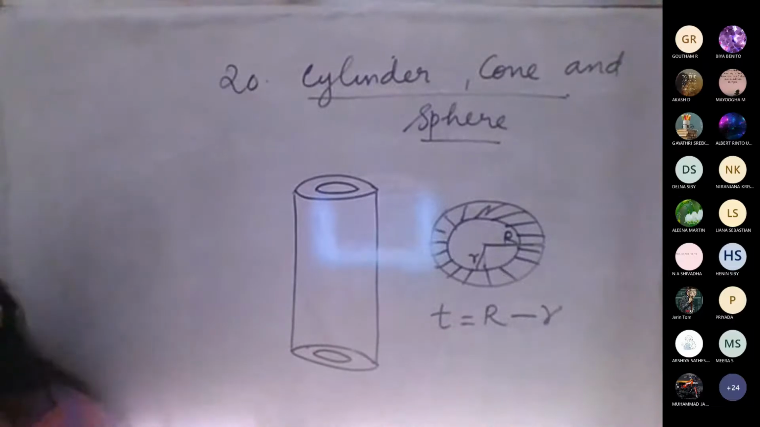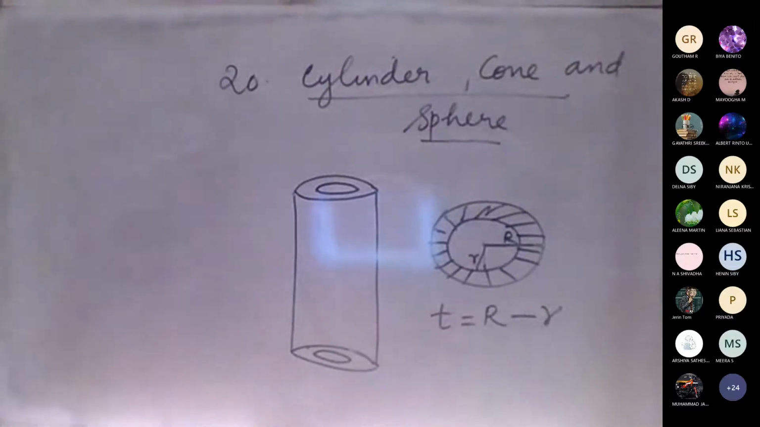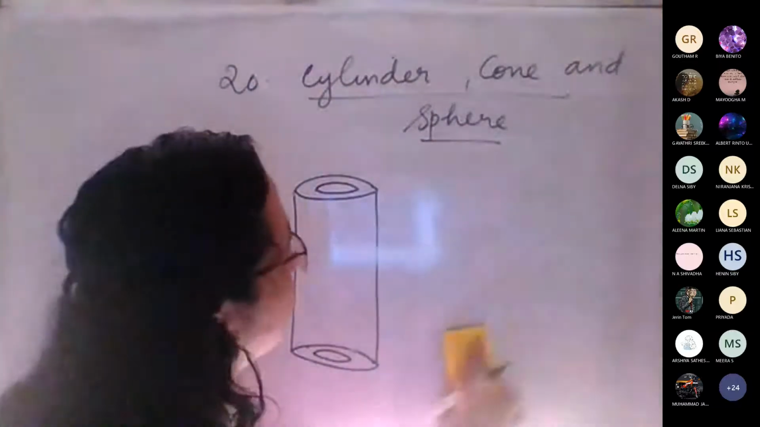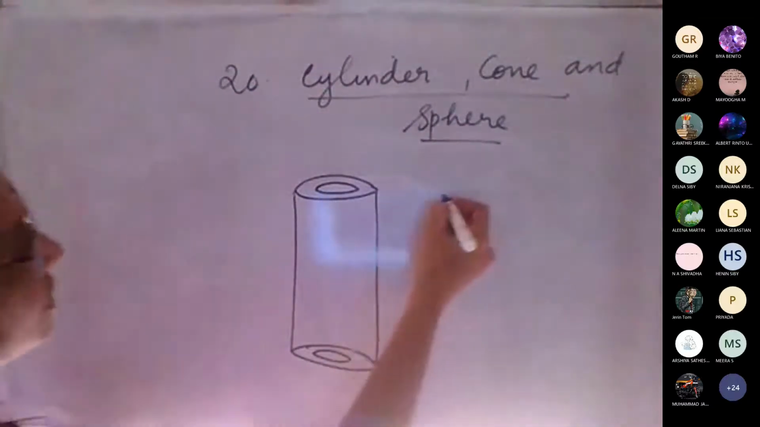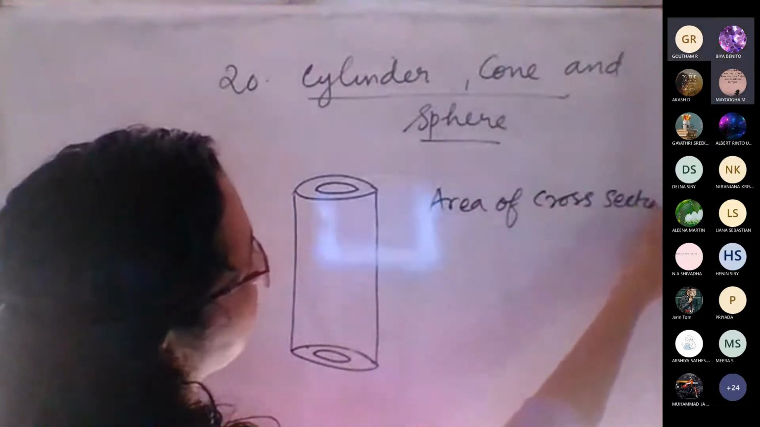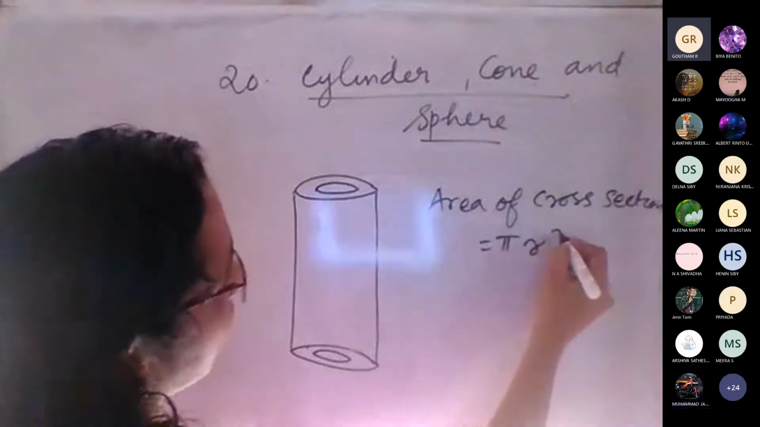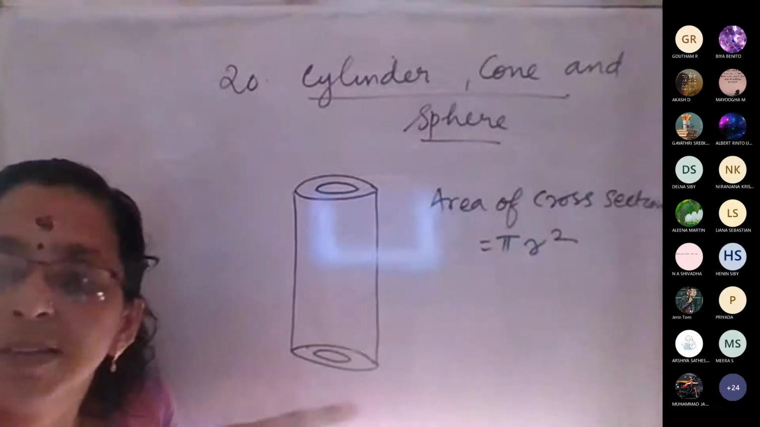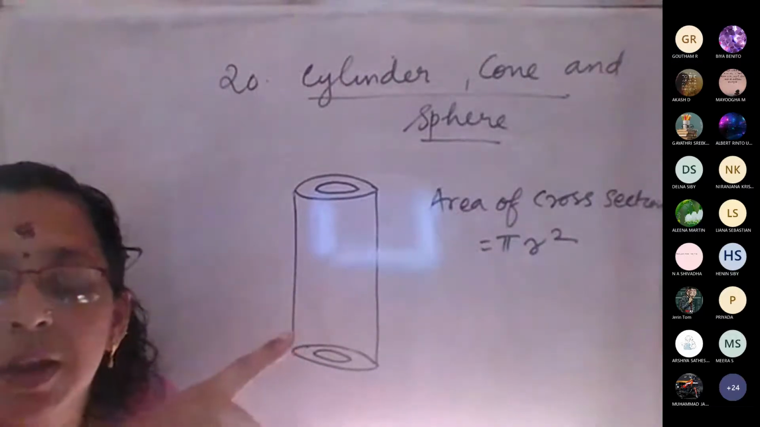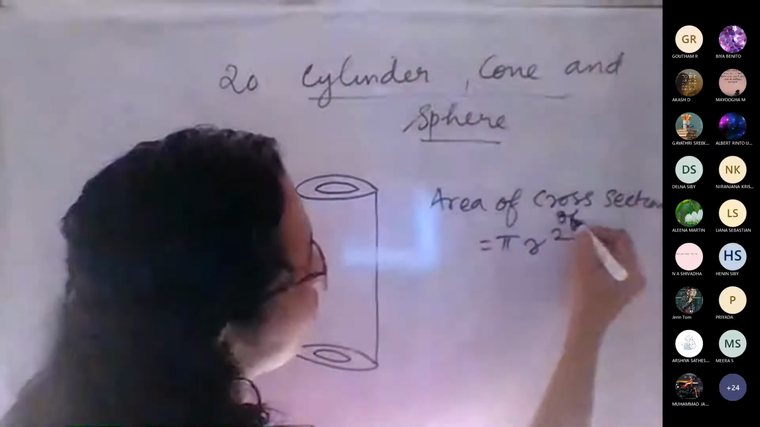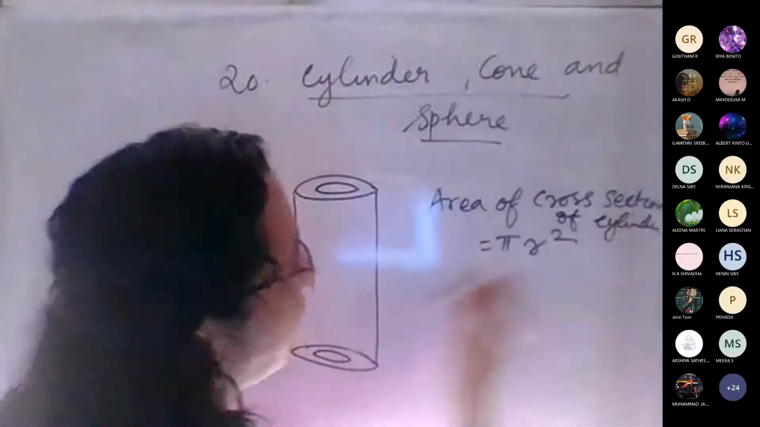Okay. So we studied the cross section of a cylinder. What will be the area of cross section here for a hollow cylinder? We studied the cross section formula. Here we have two radii, capital R and small r. The area of cross section of a cylinder is pi r square.